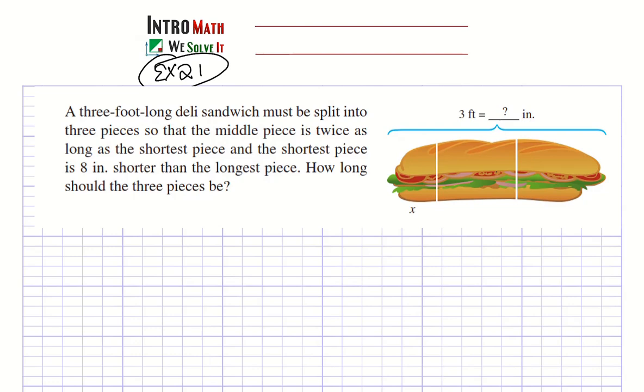Okay? So look at that. It said a 3-foot long deli sandwich must be split into 3 pieces so that the middle piece is twice as long as the shortest piece. And the shortest piece is 8 inches shorter than the longest piece. How long should the 3 pieces be?